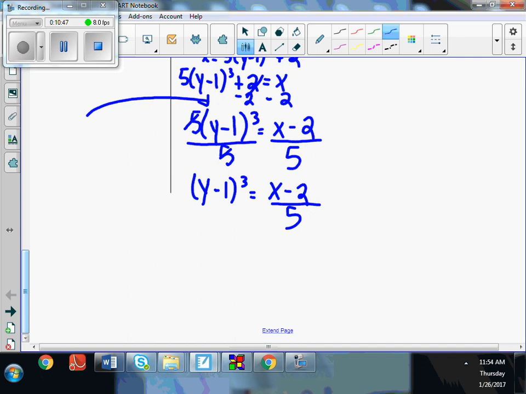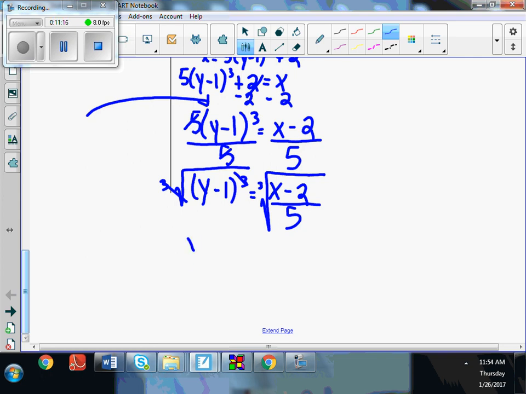So right now it looks like a big fraction. That's okay. So now that I have this isolated, how do I get rid of cubed? What's the opposite of cubed? What's the opposite of square? Square root. What's the opposite of cube? Cube root. Cancels. So you really don't have to know too much about cubed roots to be able to do that, except that those are opposites.